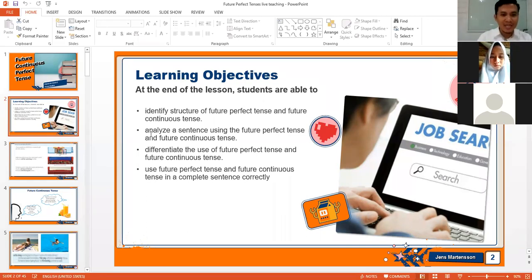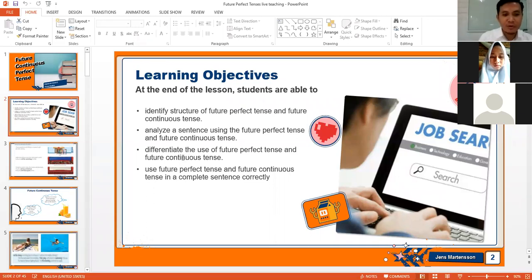Second, you will be able to analyze a sentence using future perfect tense and future continuous tense. When I give you a sentence, you will be able to state, kamu bisa menentukannya, whether it is future perfect tense or future continuous tense.